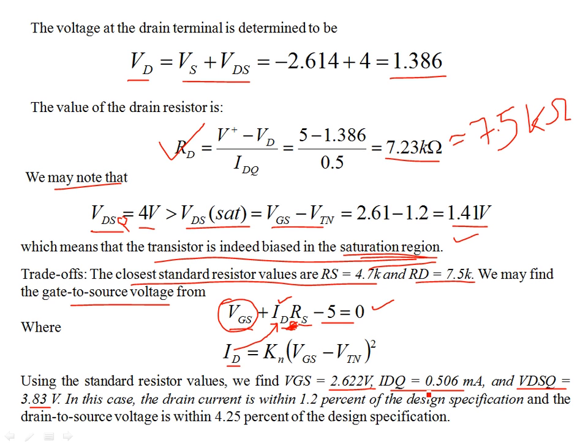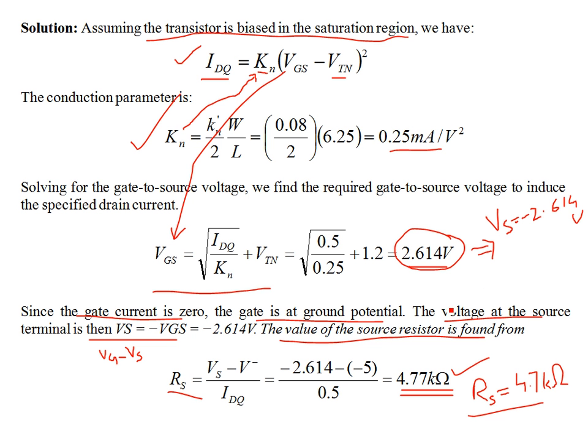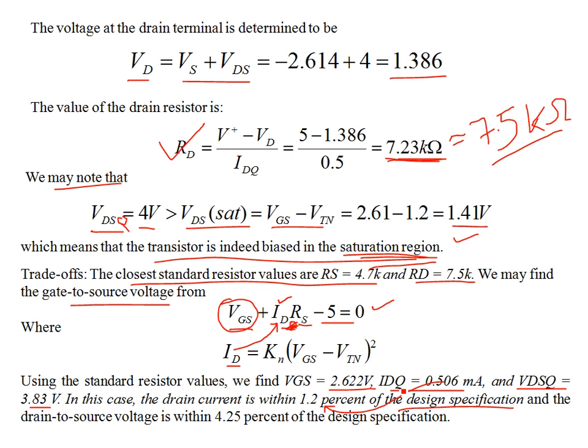Now you notice that in this case the drain current has just changed by 1.2% of the design specification, which is pretty acceptable if you don't have these exact resistor values. So if you go for a 7.5K RD resistor at the drain and at the source you plug in a 4.7K instead of 4.77K, the difference is quite insignificant. It's 1.2% of the design specification, and that's the only trade-off. The drain source voltage is within 4.25% of the design specification, so that is still acceptable.